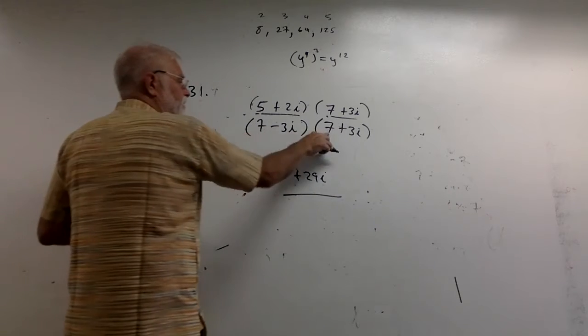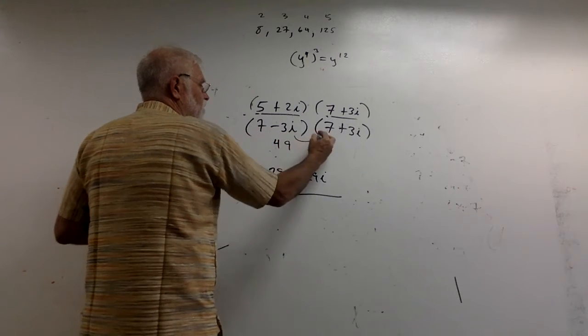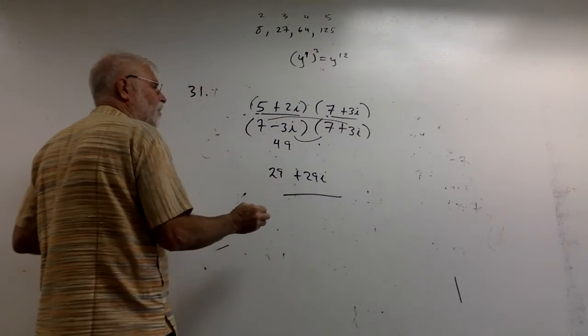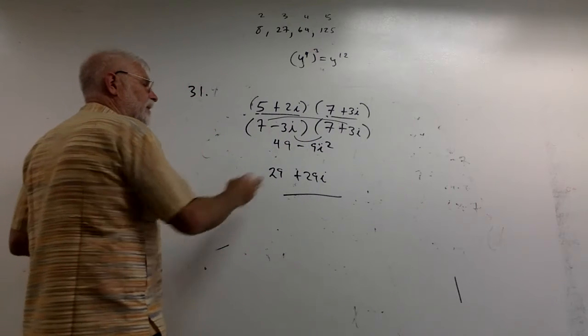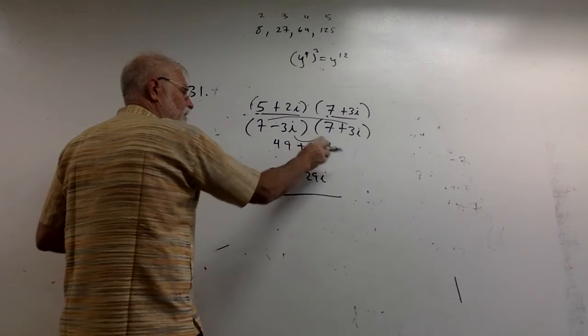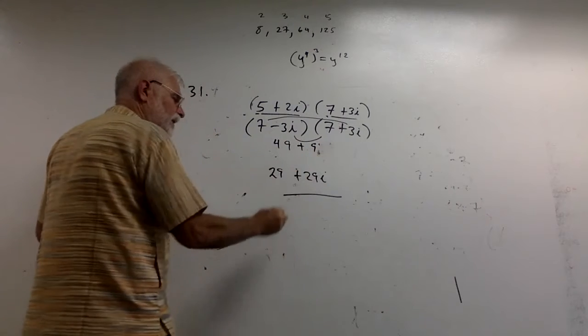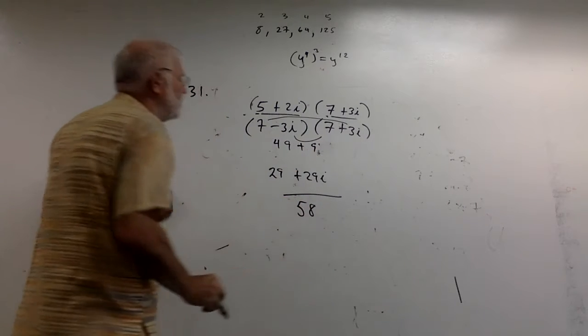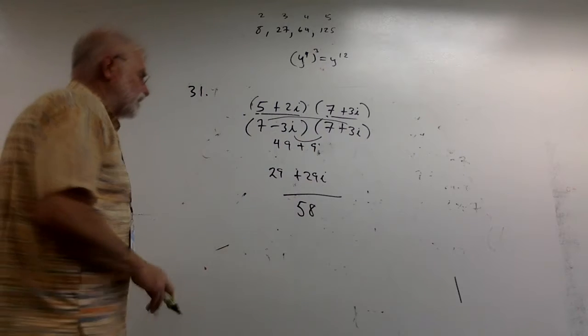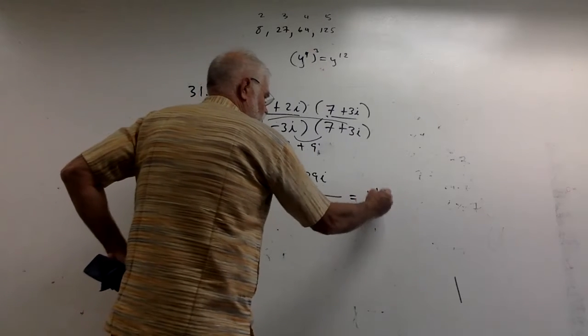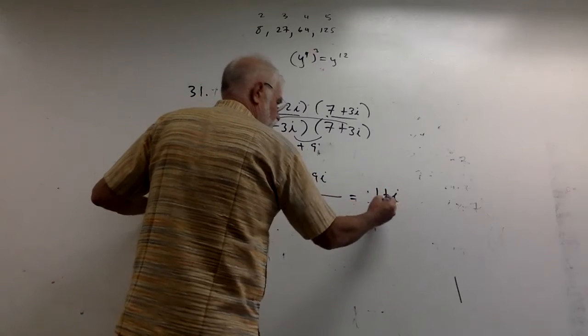All right, 7 times 7 is 49. Middle terms cancel, plus minus 4, minus 9i squared. 49 and 9, that's going to become positive 9. Sign change, 58. Wow, what's going on here? Because that's twice the size of that, so I can factor out a 29. So this thing actually becomes 1 plus i over 2.